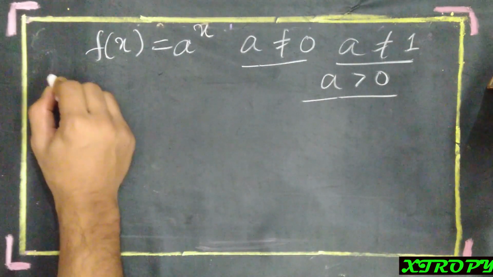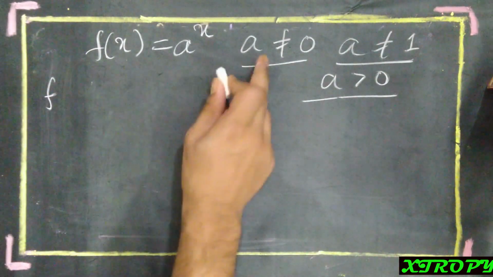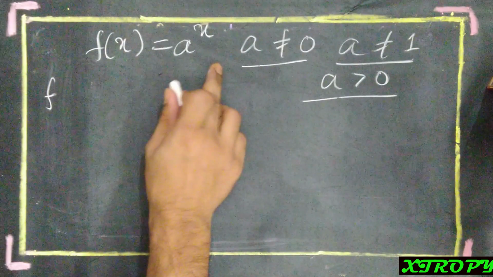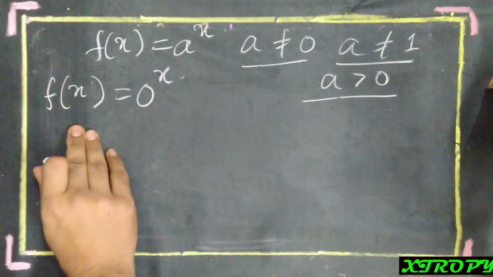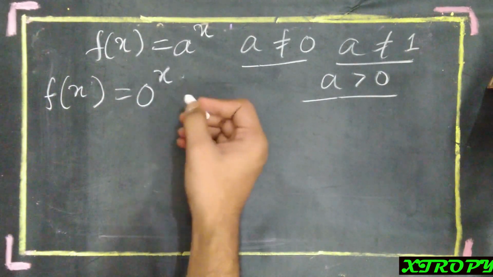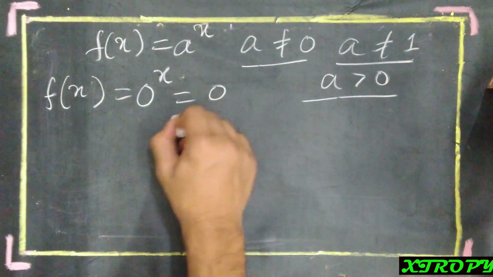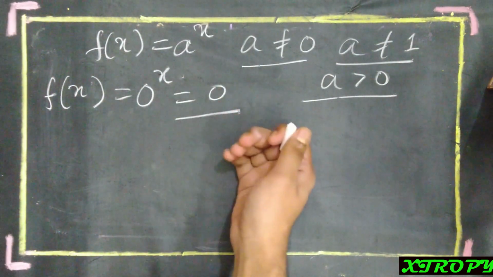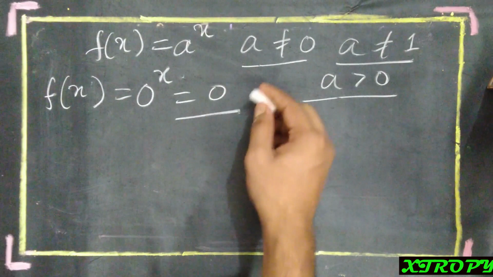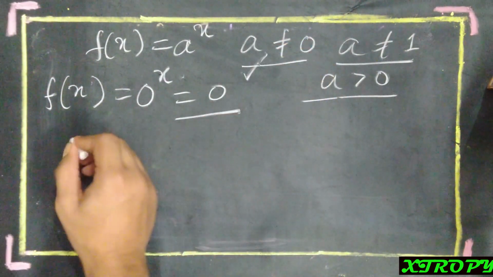First, if your f(x) equals 0 to the power x, now whatever the value of x you put, the output will always be 0. Therefore, the output is always independent of the input and the output is a mere constant. That's why we avoid the base a equals 0. Now let us look at why we do not take 1.